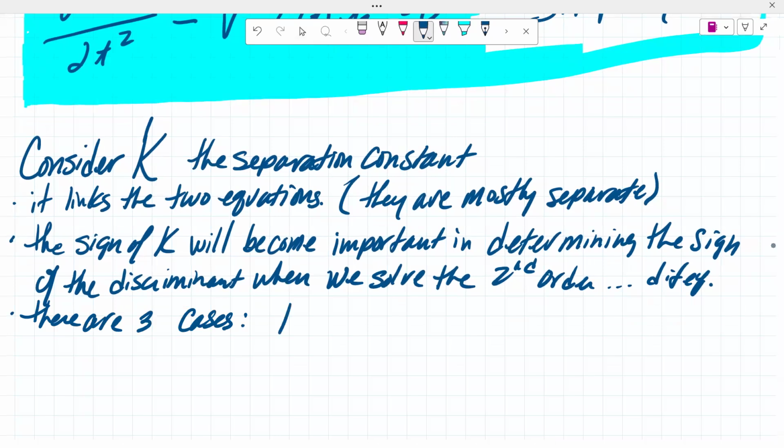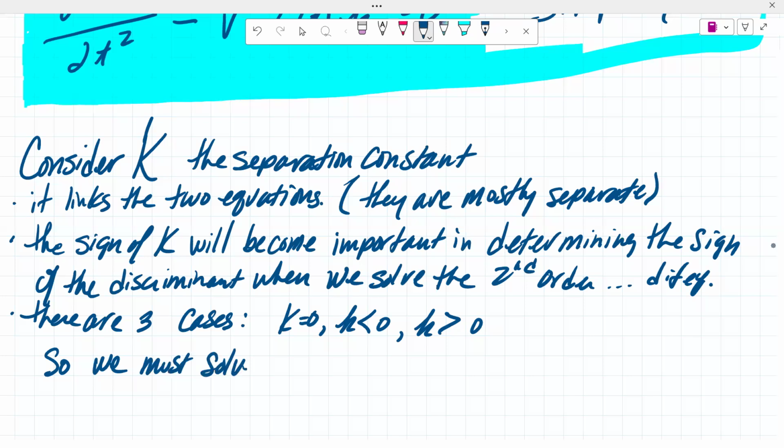K equals 0, K is less than 0, or K is greater than 0. And we don't know which one it is. So we must solve all three possibilities.